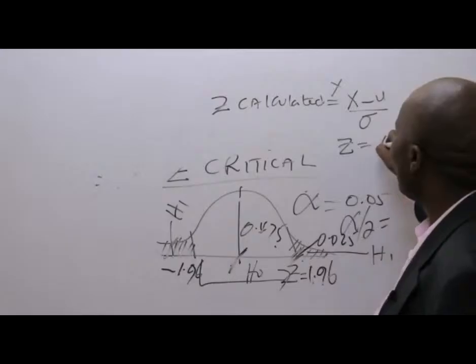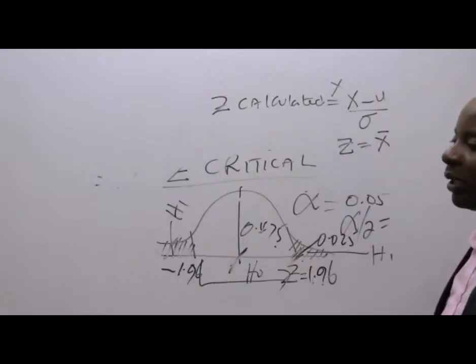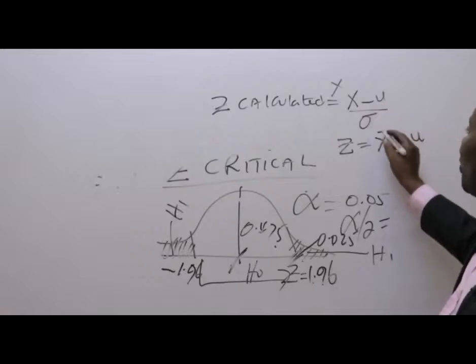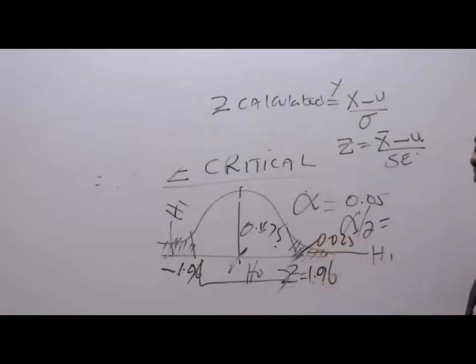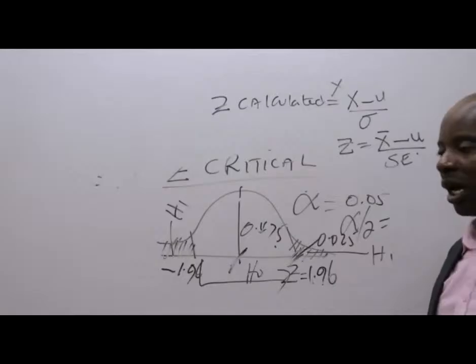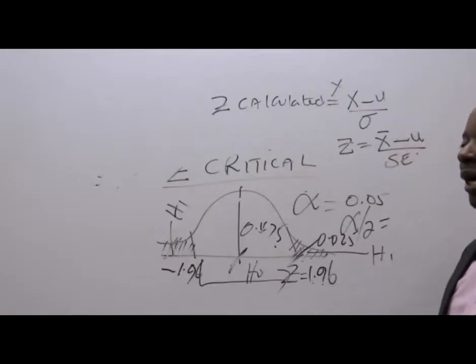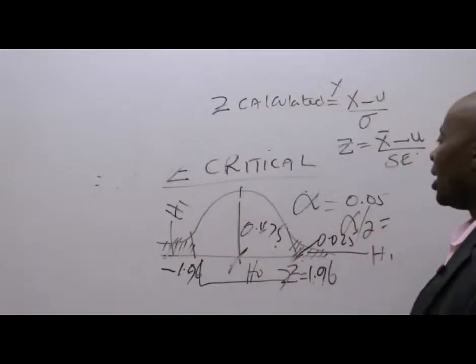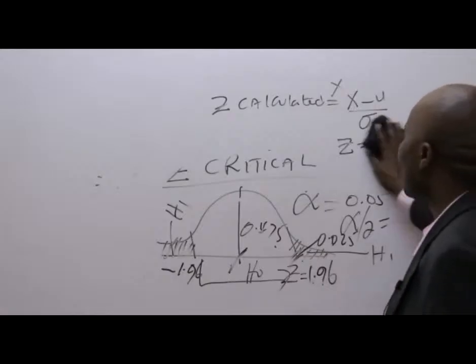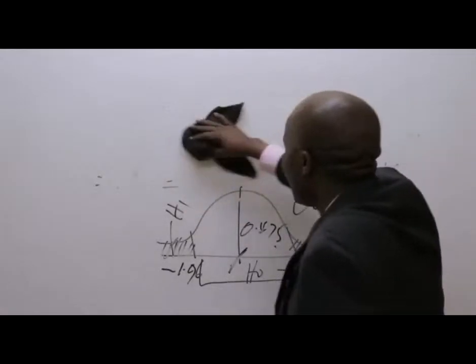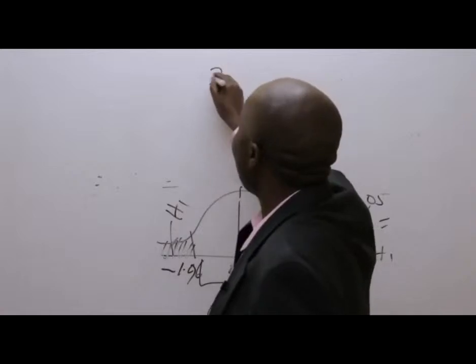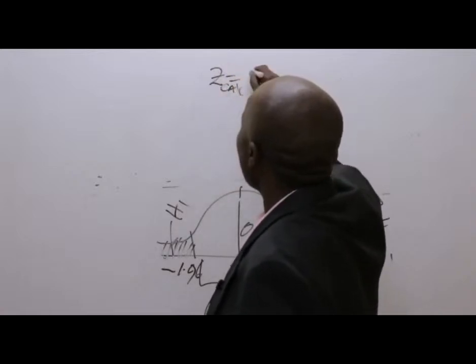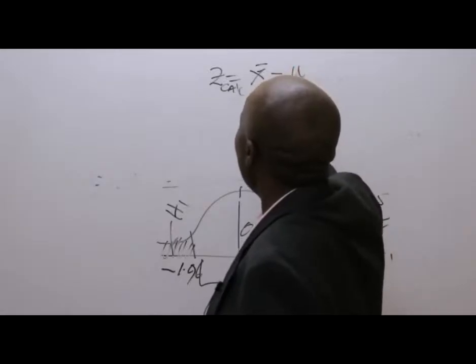Our Z calculated will be X bar minus mu. Because now we are working with X bar, we have many samples, so we'll divide by what we call the standard error. Please write that: our Z calculated is X bar minus mu divided by standard error. I'm repeating again that Z calc is X bar minus mu all over standard error.